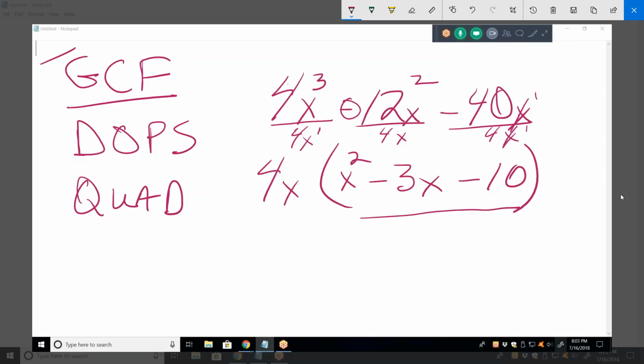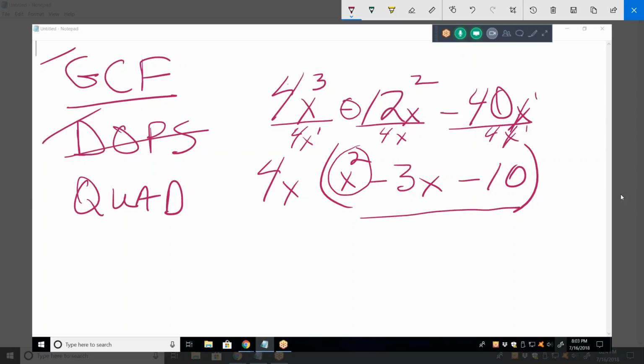Okay, now, second check mark. DOPS. Is there any DOPS going on here? Correct. There are not. We got a perfect square here, but nothing else is a perfect square. 3x is not, and 10 is not. So there's no difference of perfect squares there. Even if that 10 was a 25, it wouldn't be DOPS, because we got that 3x in there. Difference of perfect squares has to be exactly that. It's two terms, both of them have to be perfect squares, and they have to be being subtracted.